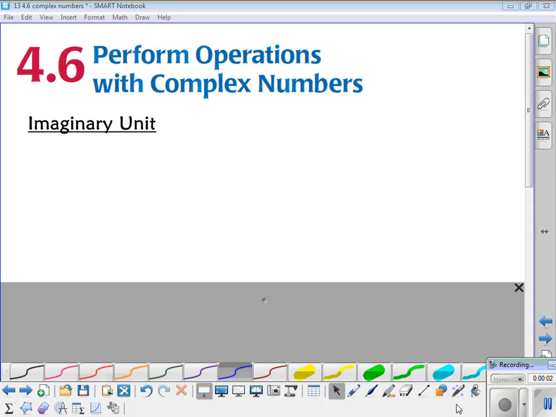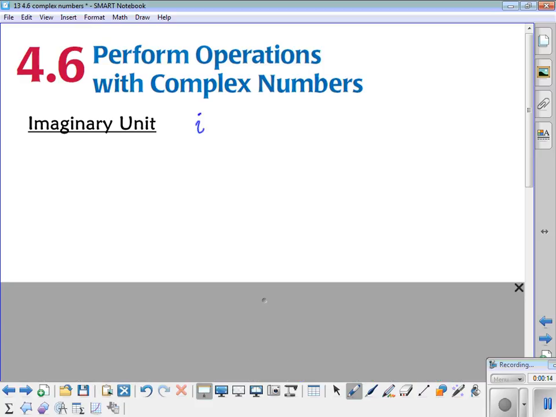All right, so today we are going to perform operations with complex numbers. The first thing you need to know about is our imaginary unit, and it's i. And i is equal to the square root of -1. Can we take the square root of negative numbers? No, not really. That's why we've invented i, this imaginary number, so that we can take the square root of negative numbers. This allows us to solve problems that previously we couldn't solve.